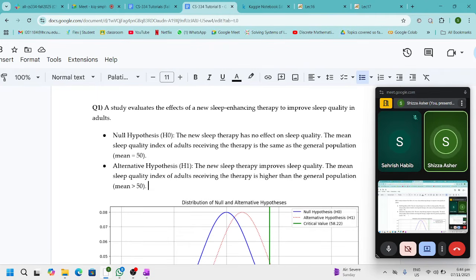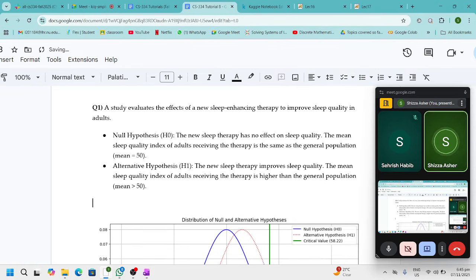And then in the alternative hypothesis, the mean sleep quality index of adults receiving the therapy is higher than that of the general population. So if you were to compute the sleep quality index, you will see that it is higher in adults that are receiving the therapy as opposed to the general population, which means that the difference in means is not zero. And I keep saying difference in means because this is the test statistic that we will be using.